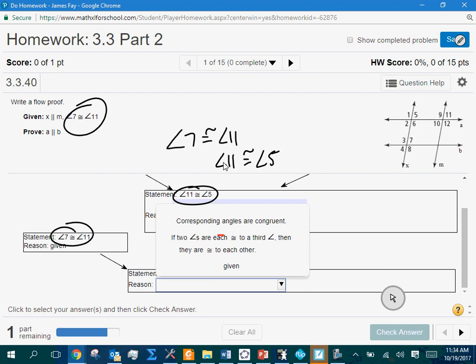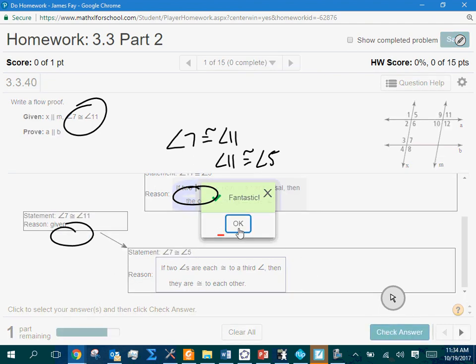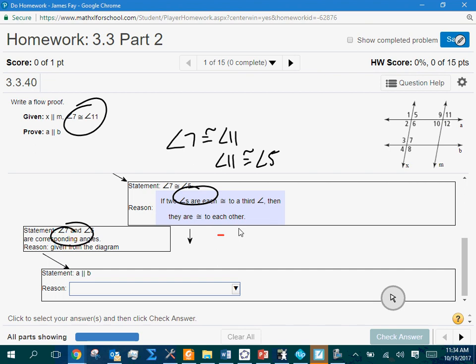You guys told me the transitive property when we looked at this phrase up here, okay? When we looked at that phrase, the transitive property is not named, but it says if two angles are each congruent to a third angle, two angles, 7 and 5, both congruent to a third angle, angle 11, then the two angles are congruent to each other. That is verbalizing what the transitive property states for us. So that is the thing that we want to choose.